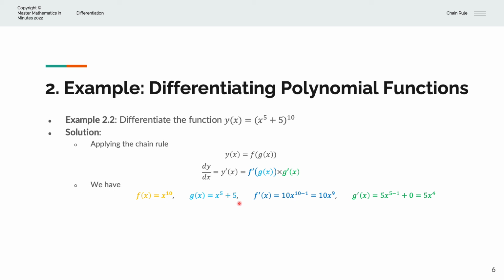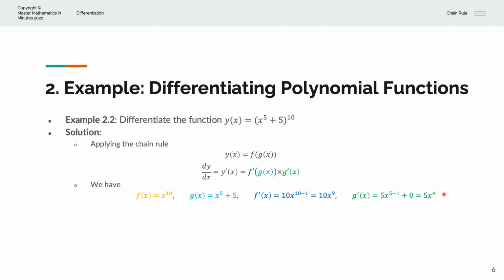So now that we have the functions f and g, we're able to differentiate them. Starting with f prime of x, we'll drop the power to the front, that becomes 10 times x to the power of 10 minus 1. Remember, because we're differentiating, we will reduce the power by 1. And that simplifies to 10 times x to the power of 9. And differentiating the function g, again we'll drop the power to the front, that becomes 5 times x to the power of 5 minus 1, and differentiating a constant 5 gives us 0. And that simplifies to 5 times x to the power of 4.